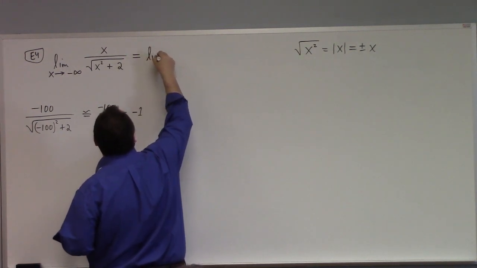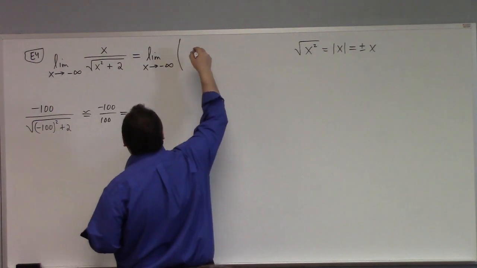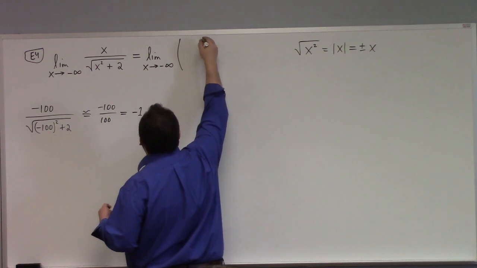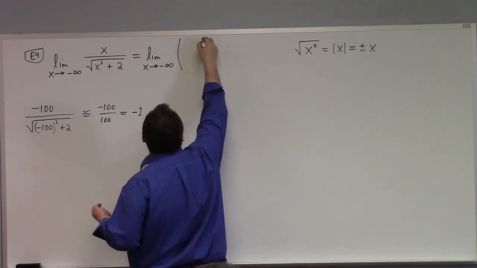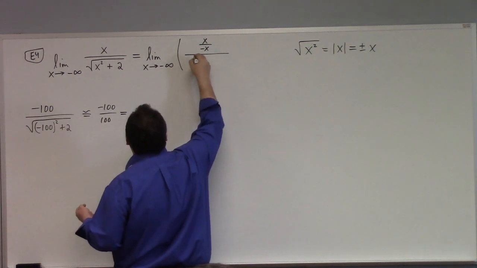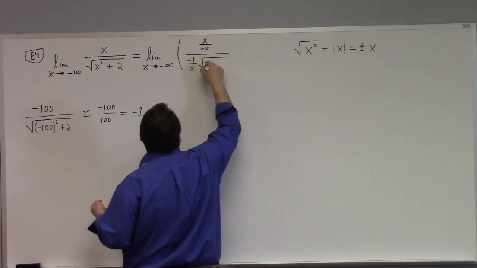So like here, if we do the limit as x goes to minus infinity, what we need to do actually is divide by minus x above and below. So like x over minus x divided by minus 1 over x times the square root of x squared plus 2.